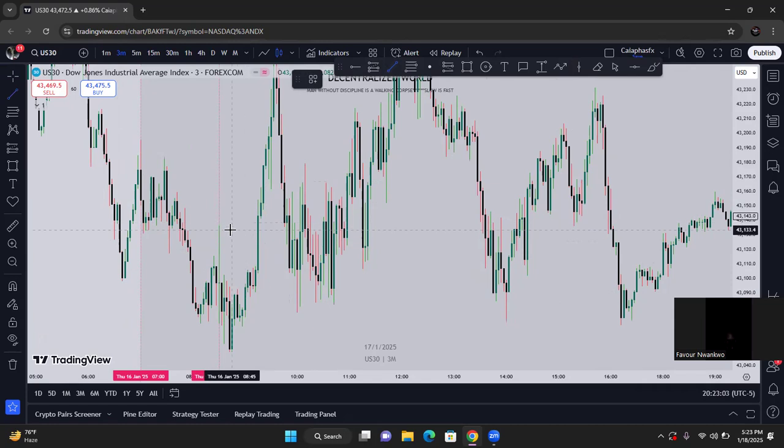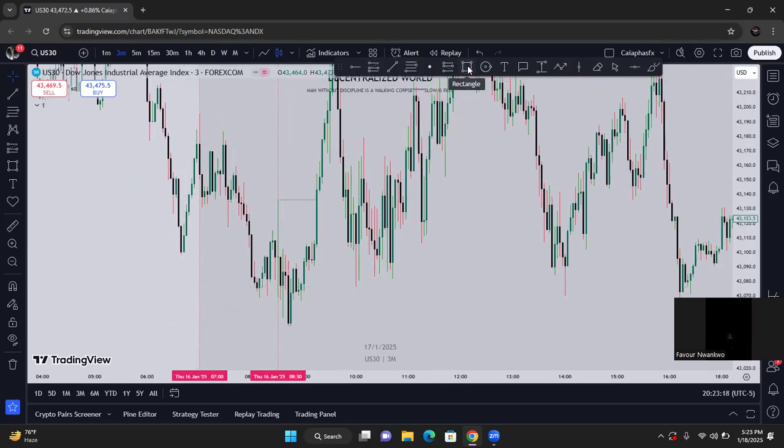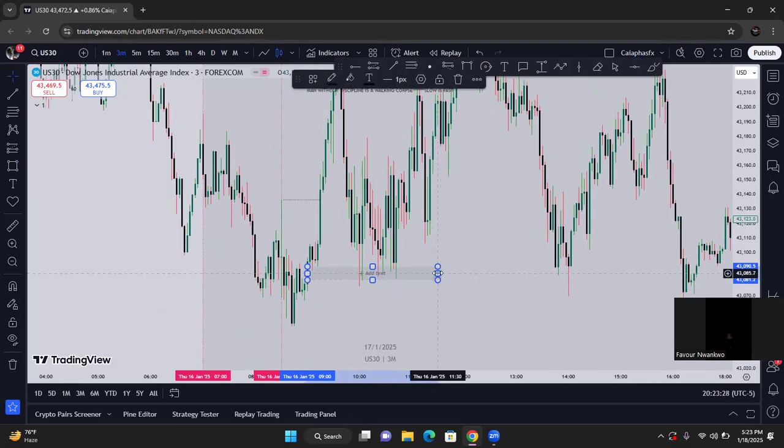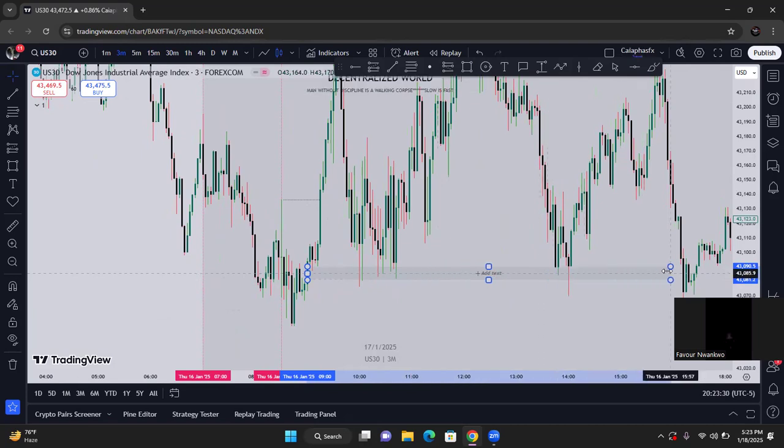I saw there was this movement here. Price displaced a huge movement here. Then again, I saw a fair value gap here. You can even draw it up to this place if you want.